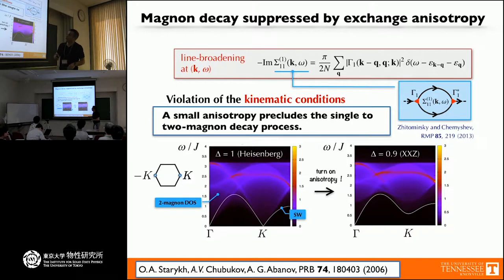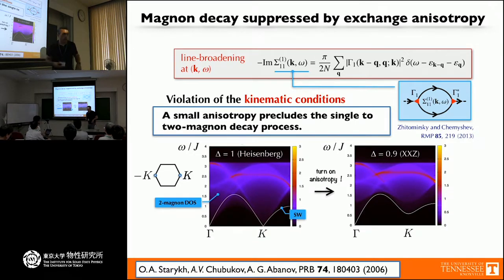One of the things that becomes apparent when you discuss this subject is that it is well known that if you take the isotropic Heisenberg model, then the magnons can decay, right? This was found originally by the group of Oleg Starykh, Chubukov, and Balents, and simultaneously by the group of Zhitomirsky and Chernyshev. And the reason is actually very simple.